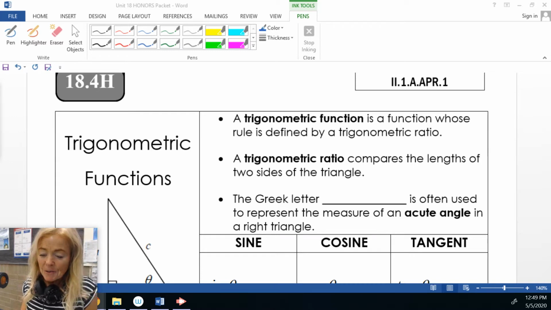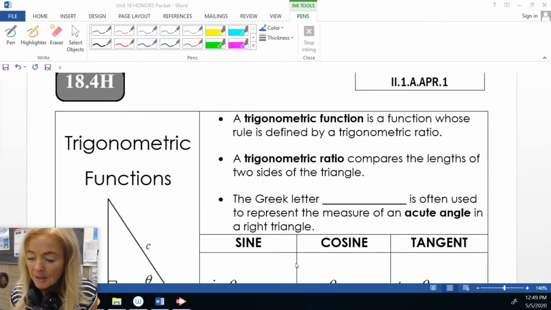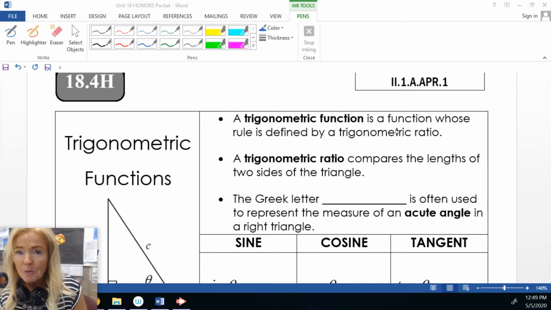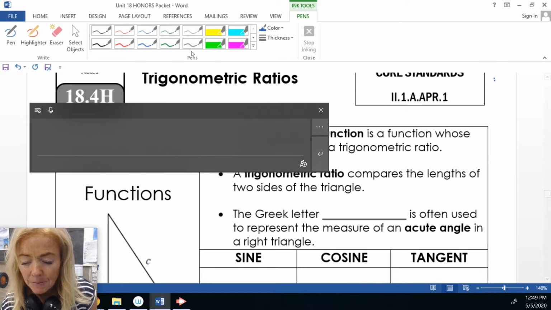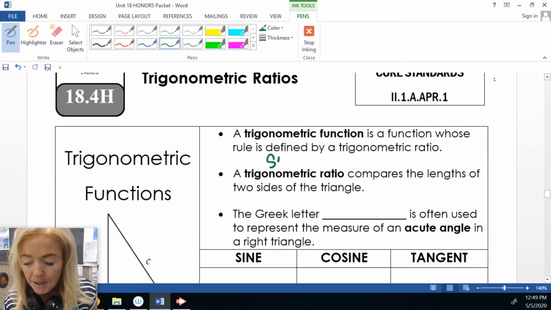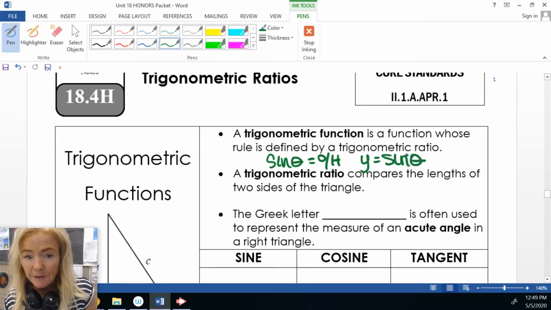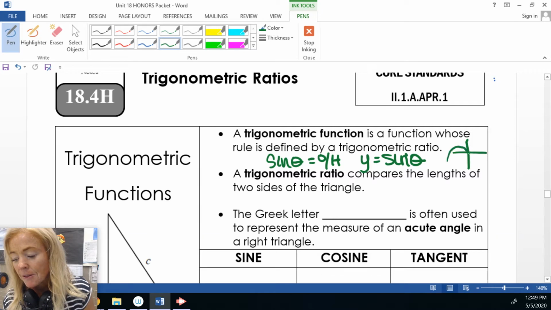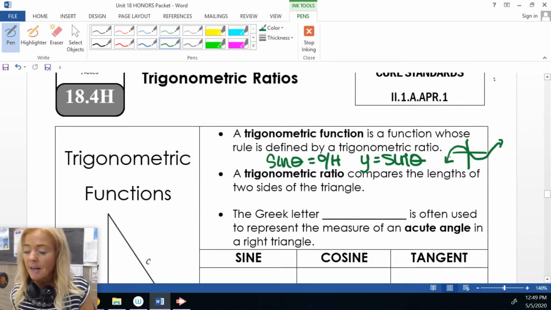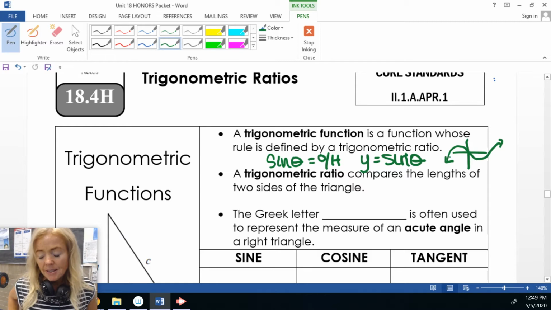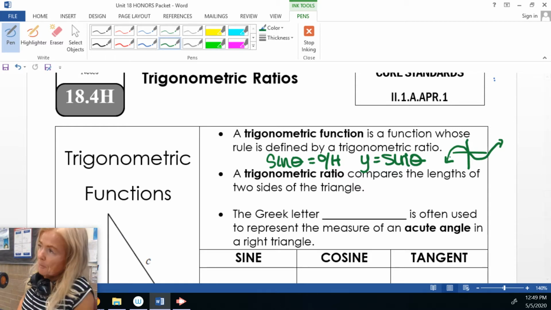A trig function is a function whose rule is defined by a trig ratio. So it has to be defined by a trig ratio, and it is a function. They have actual graphs with these trig functions. So, for example, sine theta is opposite over hypotenuse, or y equals sine theta is the actual function itself. It has a graph, it's a sine wave. It goes like this forever and ever in both directions, and it is a function with its own graph and its own properties.